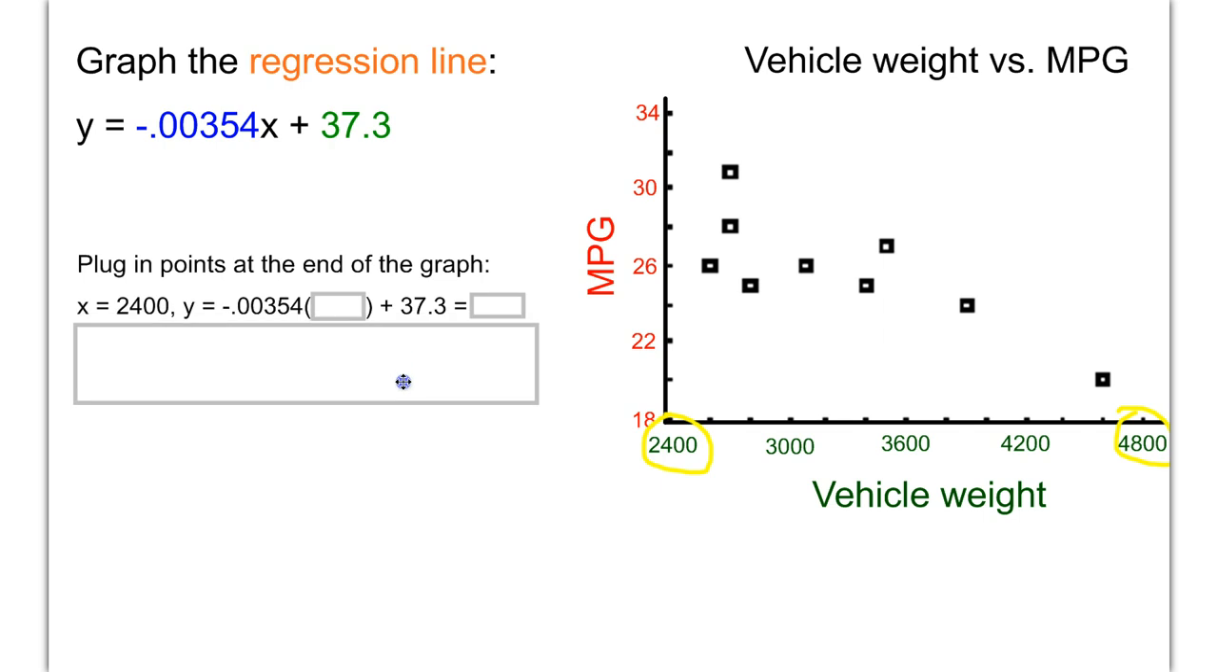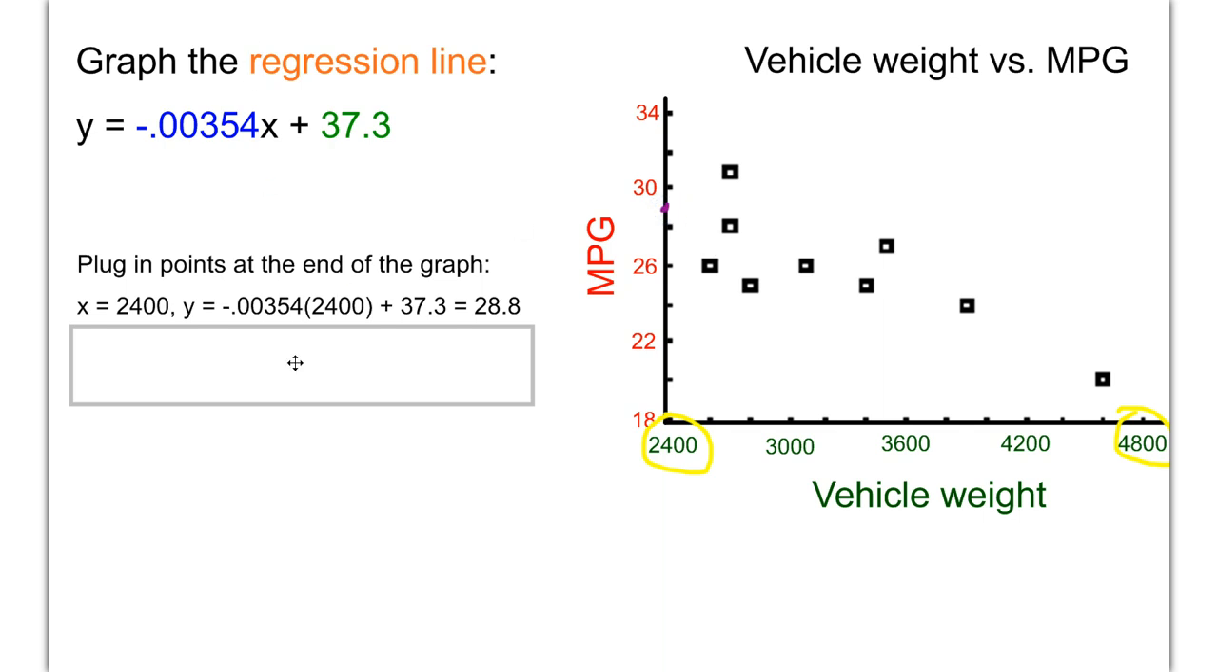So first one we're going to do is x equals 2400 over here on the left. We have our equation y equals negative 0.00354x. We said x is going to be 2400 plus our y-intercept 37.3. And if you plug that all into your calculator and get your order of operations right, you're going to get 28.8. So let's plot that 28.8 somewhere on the graph here. It's going to be right about here.